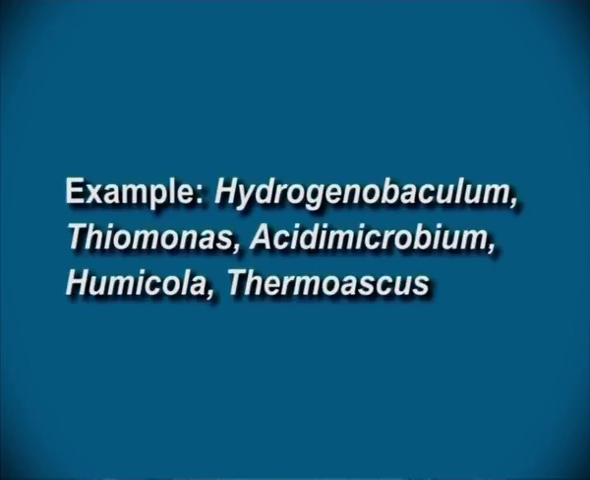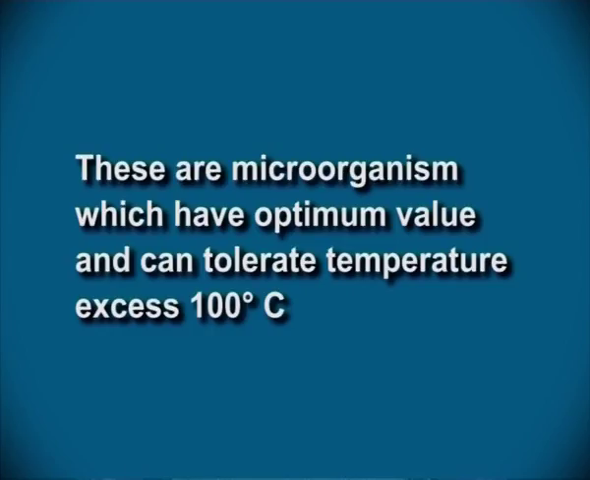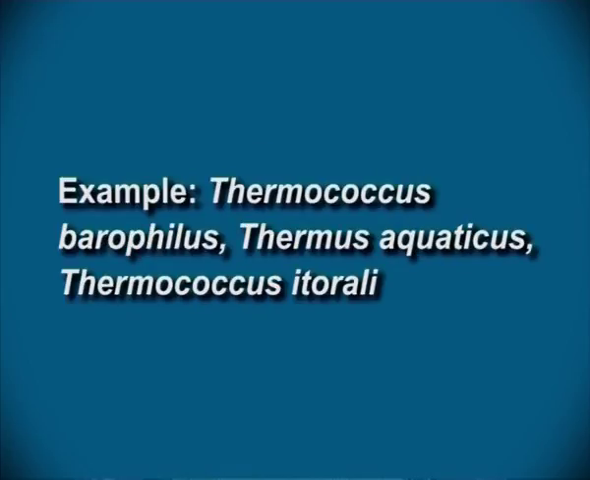Hydrogenobacillum, Thiomonas, Acidimicrobium, Thermococcus. Extreme thermophiles or hyperthermophiles. These are the microorganisms which have optimum values and can tolerate temperatures in excess of 100 degrees centigrade. Examples are Thermococcus, Barophilus, Thermus aquaticus, Thermococcus etorelli.